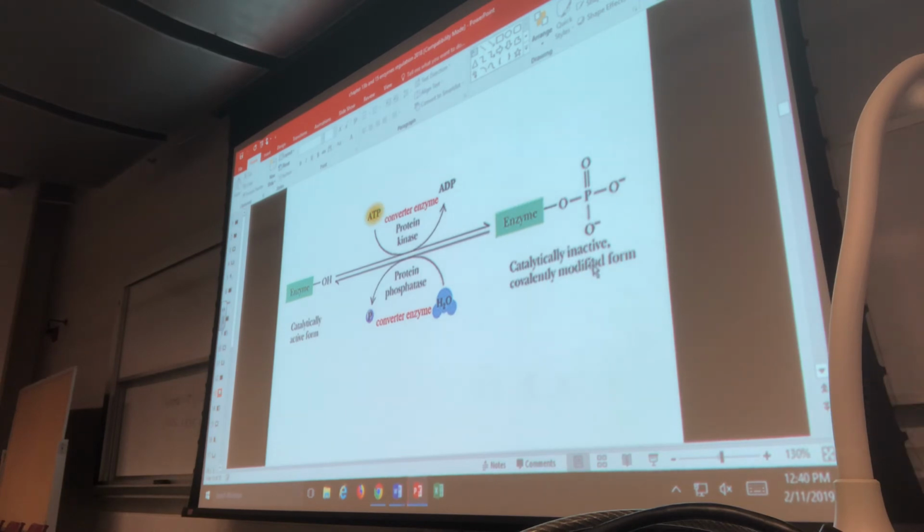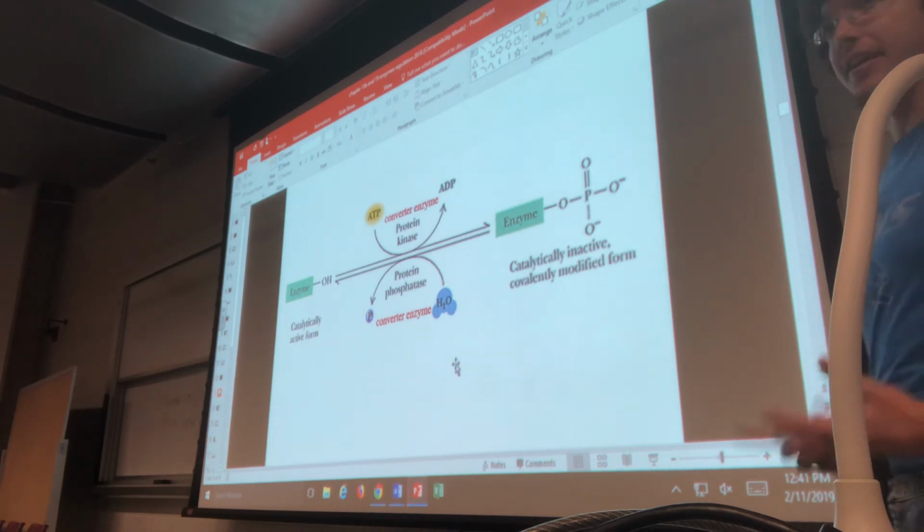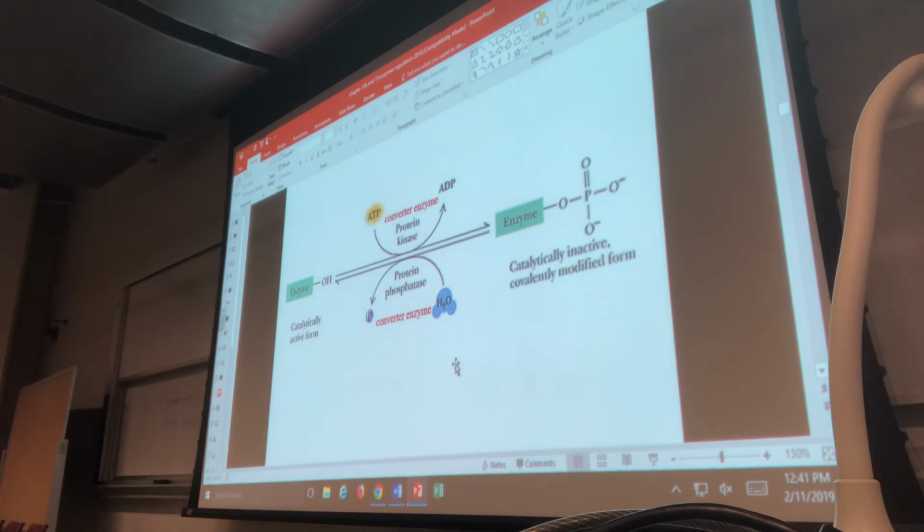Where do they get the phosphate from? That's where you get most phosphates from: ATP. So the way this enzyme is regulated is by covalently attaching a phosphate, or the opposite, covalently removing the phosphate. What does this do to the enzyme? Most enzymes, when they have a phosphate attached to them, actually increase their activity. It either turns it on or makes it go faster.